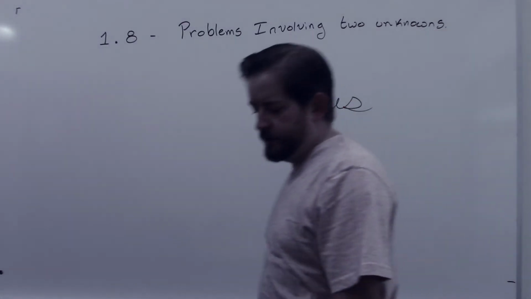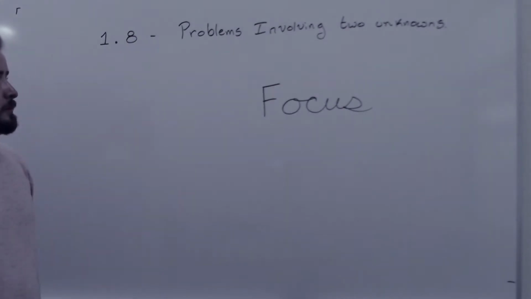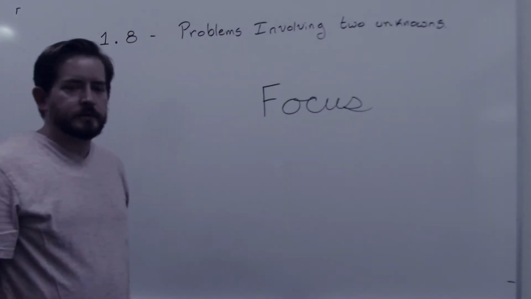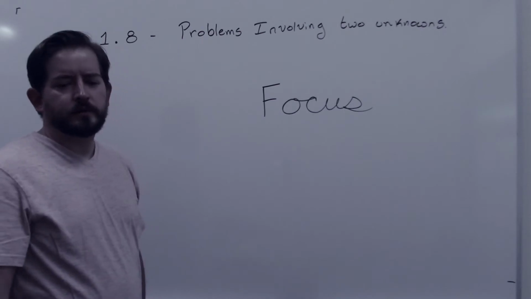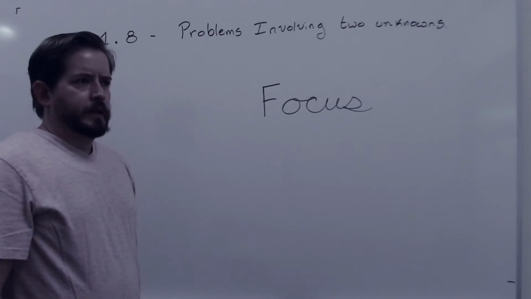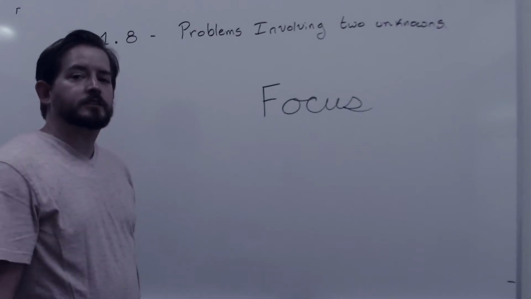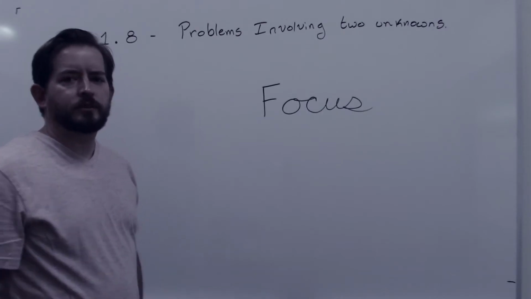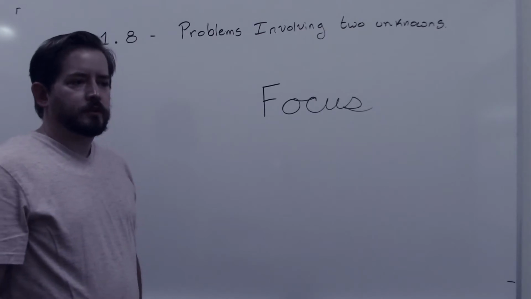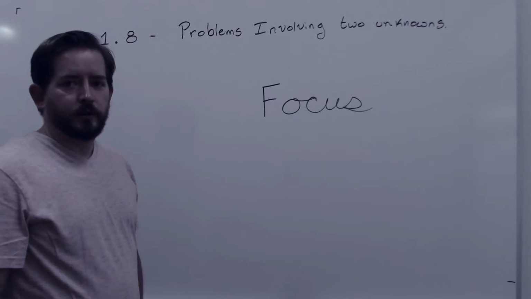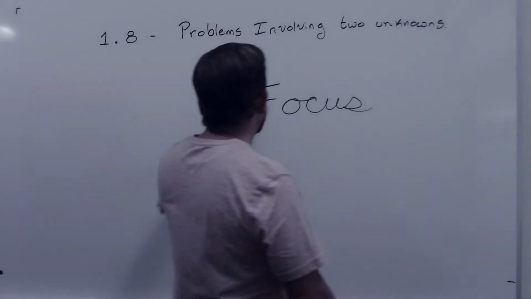Okay, welcome back. We're here to talk about section 1.8, which is problems involving two unknowns. Most of our problems have simply had one thing that we don't know, but you may come to a situation where there are two things you don't know. In this section, those two things have to relate to each other. If they do, then we can solve the problem using simply one unknown. So let's take a look at an example and how to work through it.